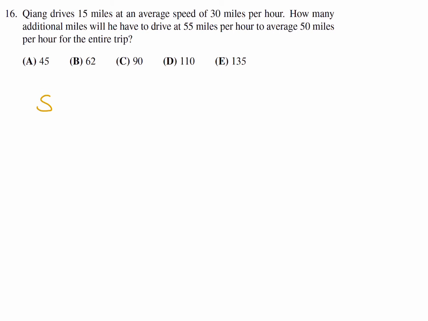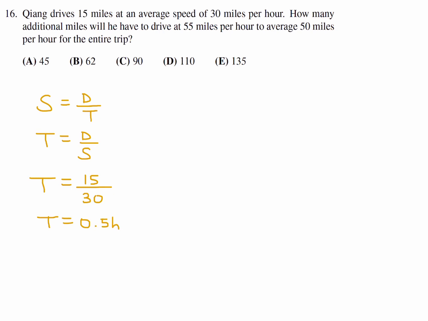Well, as always, speed is equal to distance over time, and time is equal to distance over speed, whichever way you want to do this. So for the first part, the distance is 15 miles and the speed is 30 miles per hour. So that time is 0.5 hours.